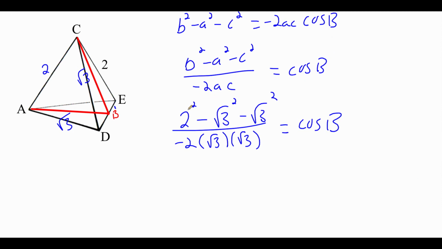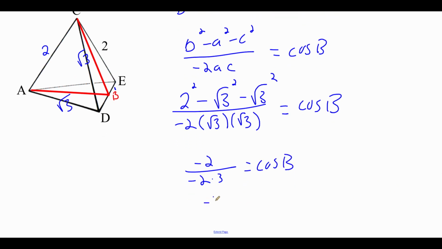So on top, 2 squared is 4. When we square each one of these root 3's, they just turn into 3. So 4 minus 3 is 1. Minus 3 is negative 2. And on bottom, we've got negative 2. Root 3 times root 3 is just 3. And this equals the cosine of B. So we've really got negative 2 over negative 6 equals the cosine of B. But this is going to reduce down to 1/3. So we've got 1/3 equals the cosine of angle B.